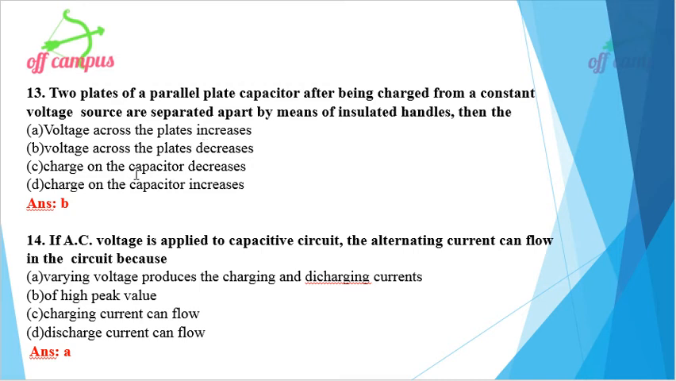So, option B, voltage across the plates decreases, is the right option for this problem. What is next? If AC voltage is applied to a capacitive circuit, the alternating current can flow in the circuit because of which one? Varying voltage produces the charging and discharging currents. Option A, varying voltage produces the charging and discharging currents, is the right option for this problem.